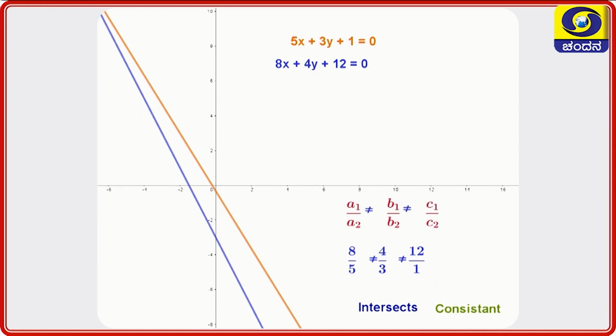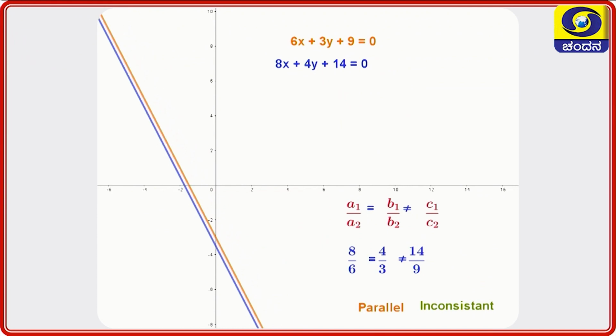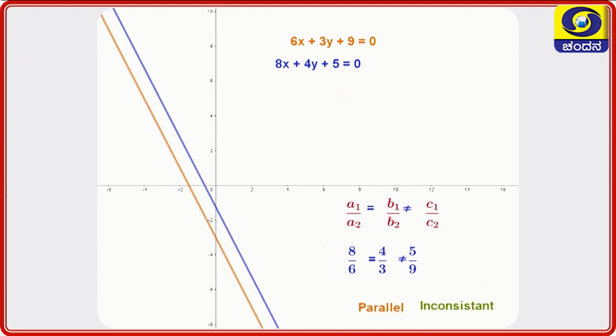When they are parallel, A1 by A2 is equal to B1 by B2, not equal to C1 by C2, then only these two lines are parallel and they have inconsistent solutions. When they coincide with one another, observe here, children, A1 by A2 is equal to B1 by B2 is equal to C1 by C2, then only these two equations will coincide.